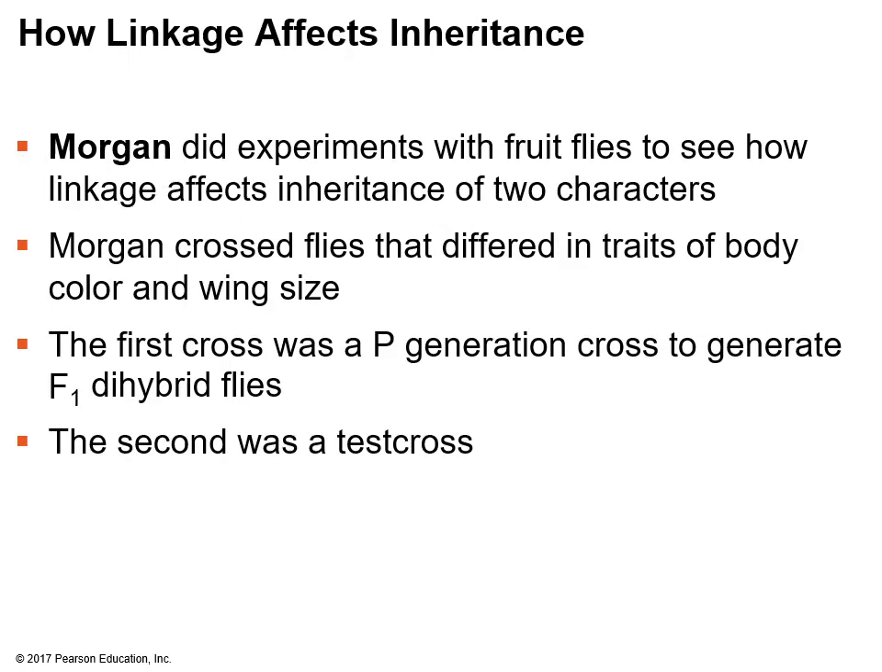Thomas Morgan was a famous scientist who did experiments with fruit flies to see how linkage affects inheritance of two characters. So Morgan crossed fruit flies that differed in traits of body color and wing size. The first cross was a parent generation cross to generate the F1 dihybrid flies. The second was a test cross.